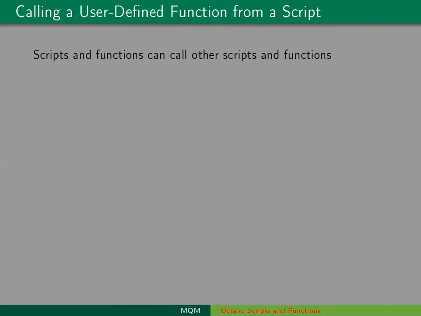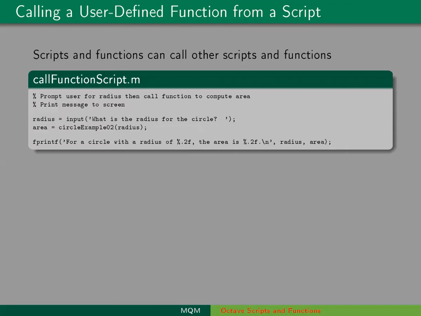Now, we can certainly call scripts and functions within other scripts and functions. So here is a script named call function script, and in it we ask the user for a number. This built-in function input will print whatever we say to the screen, and then it'll wait for a numerical response, and then it will return that numerical response. So we assign that return to the variable radius.